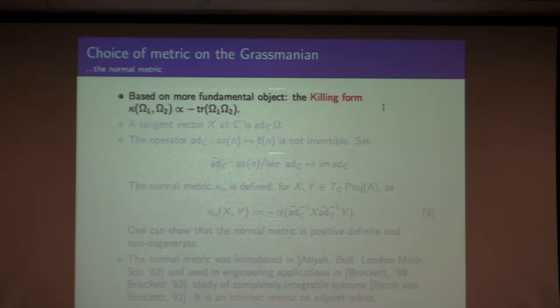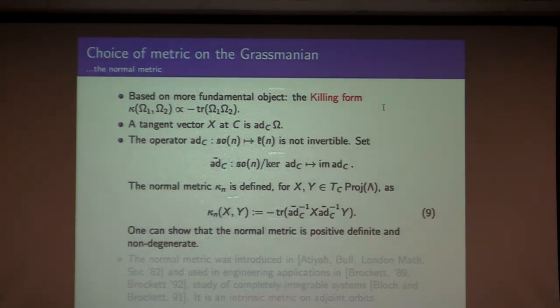The other part is choosing a metric, the matrix G in the previous slide. The one we're going to use is the normal metric. The normal metric seems to have a complicated definition, but it's a very natural metric in the following sense. There is a fundamental metric called the Killing form, and I'm going to show you in the next slide how fundamental this metric is. It's just the trace: the inner product of omega 1 and omega 2 is minus the trace of omega 1 omega 2. That's called the Killing form.